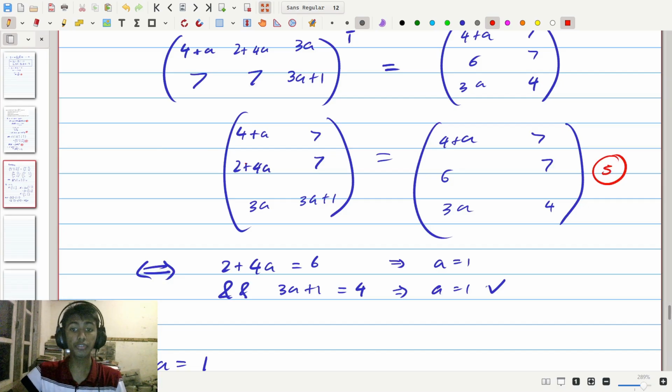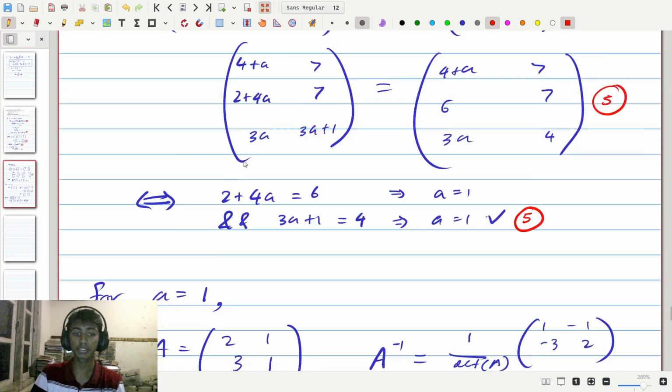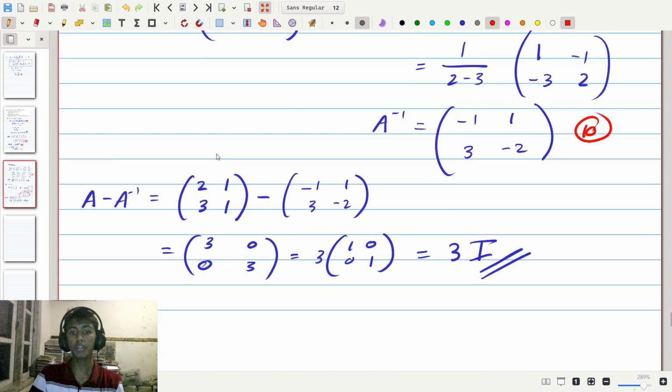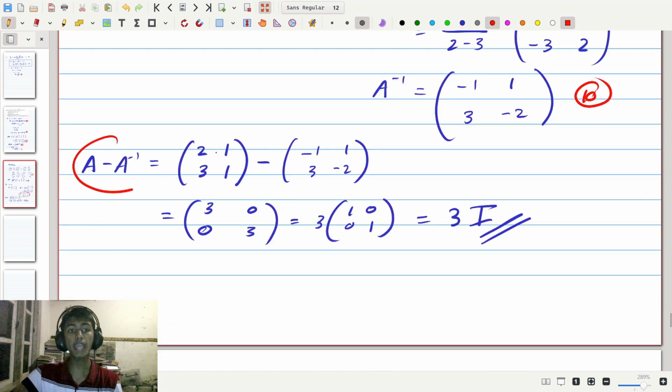And when you use this to find that A is equal to 1 and you confirm it, you get another 5 points. And finally, when you go down here and for the value of A equals 1, when you substitute all of this and you find A inverse, you get 10 marks. And finally, when you do A matrix minus A inverse matrix, when you simplify this point where you have 3, 0, 0, 3, you're going to get 5 marks. And when you then equate that to 3 times the identity matrix, noticing that you can factor out a 3, you get another 5 marks.